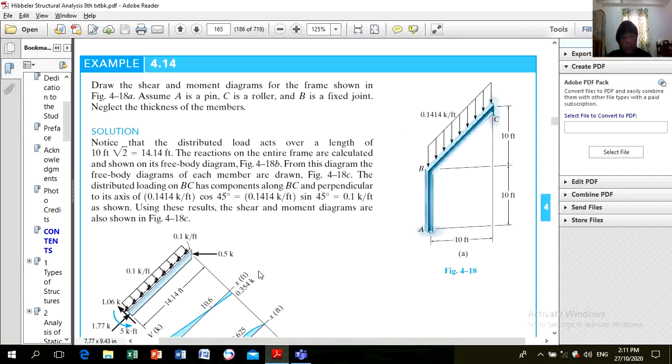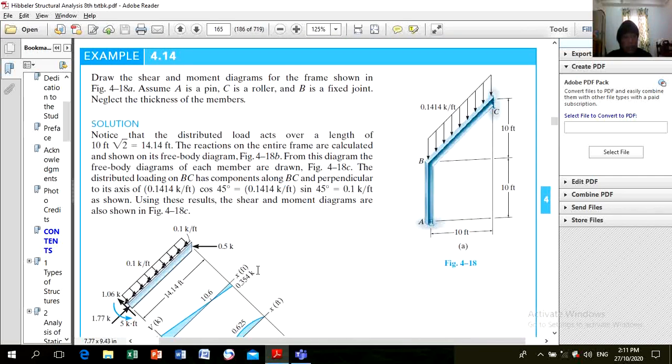So let's have another example. Draw the shear and moment diagram for the frame shown in figure 4-18A. Assume A is pin, C is roller, and B is fixed joint. Neglect the thickness of the member.